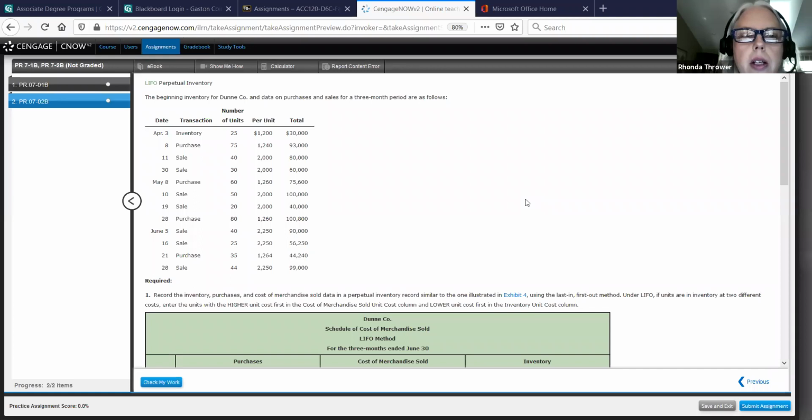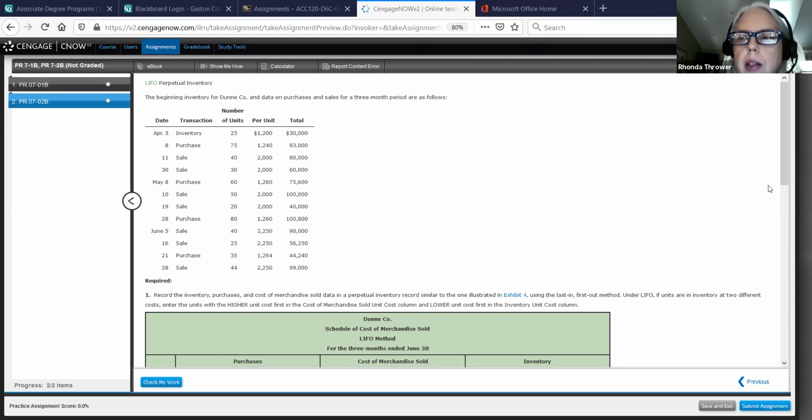Today's lesson will be Chapter 7, Problem 2B. What we're going to be looking at today is the LIFO method of accounting for cost of merchandise sold using a cost card under the perpetual inventory system.